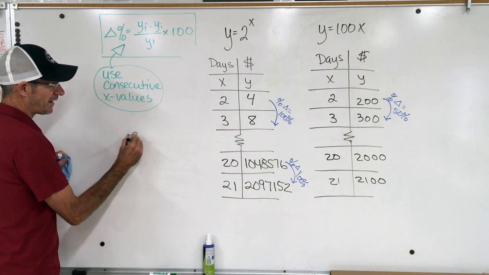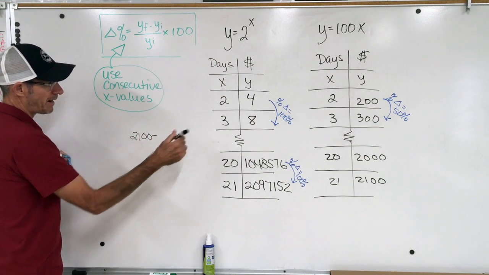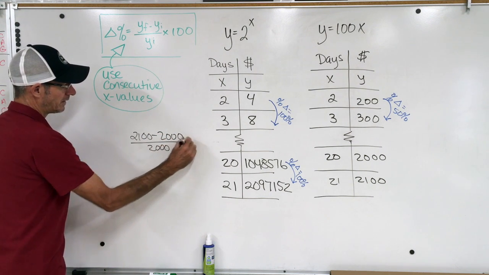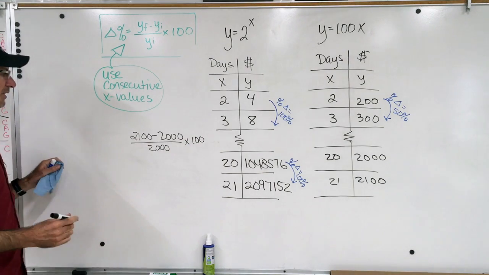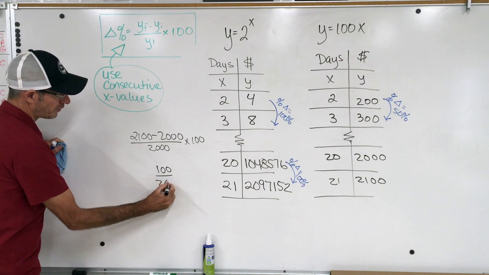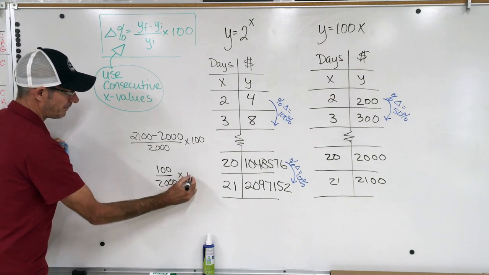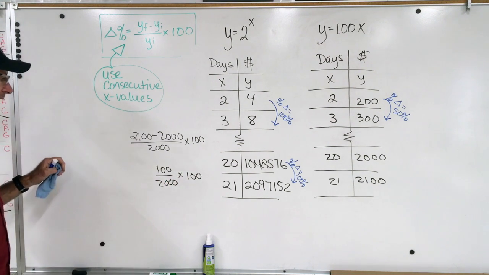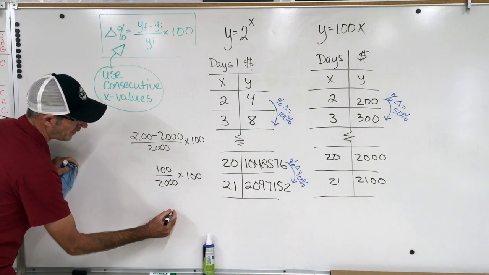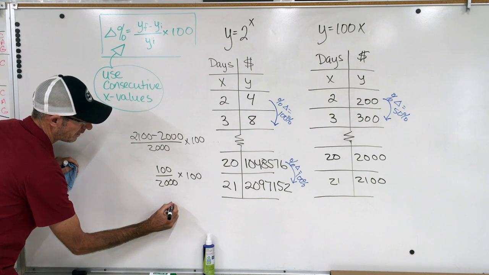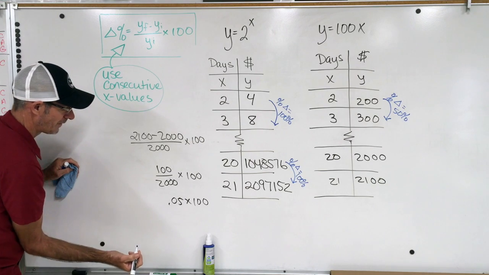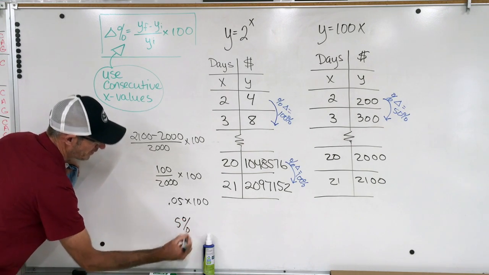So we start out with our final value, 2,100, minus our initial value, which is 2,000, over our initial value, times 100 to change it into a percent. So 2,100 minus 2,000 is 100 over 2,000 times 100%. And so that's going to come out to 1/20th or 0.05 times 100, which is 5%.